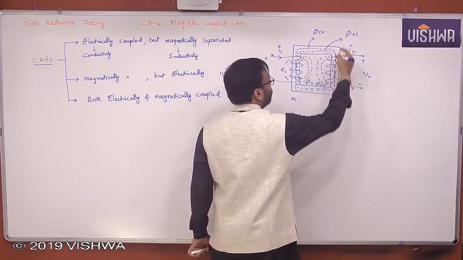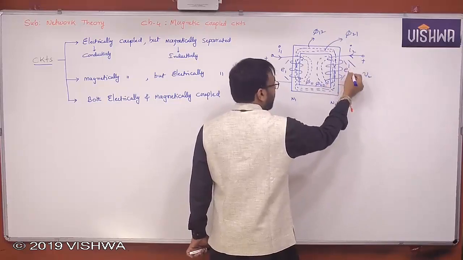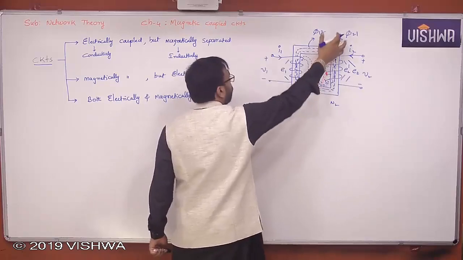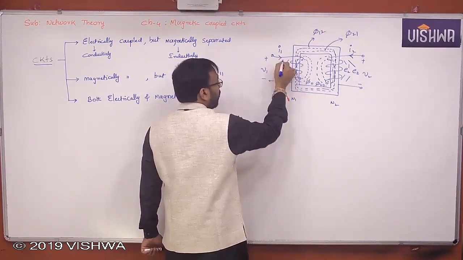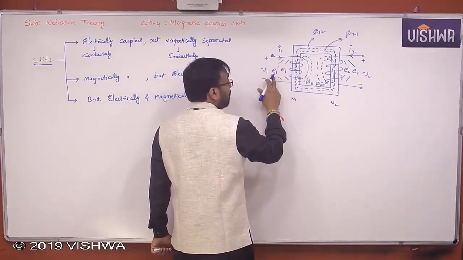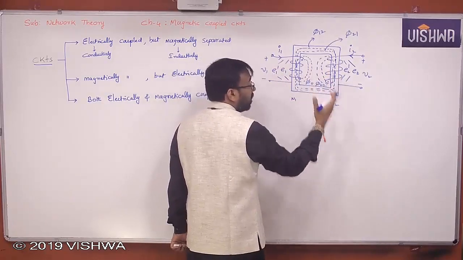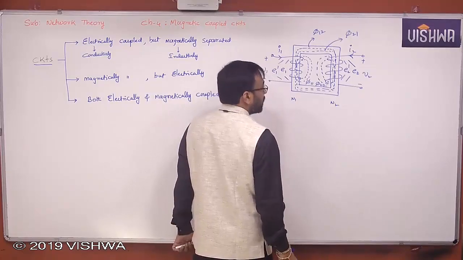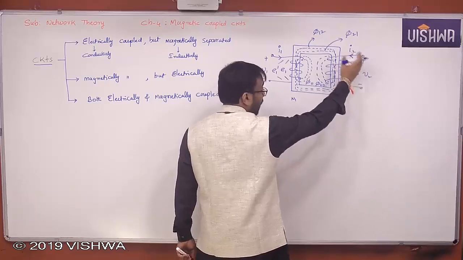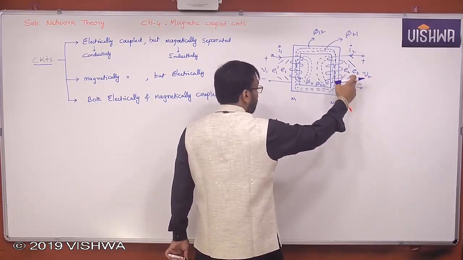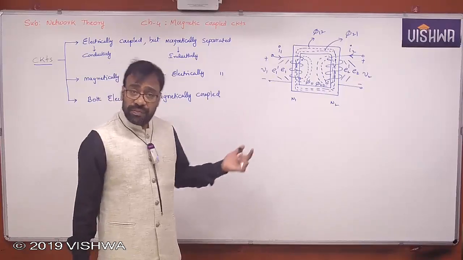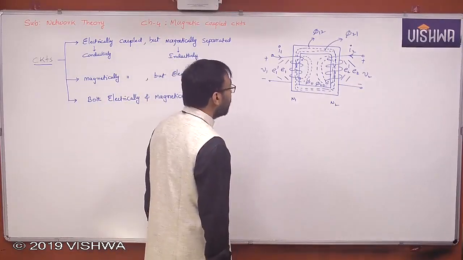Because of this particular flux, there is an EMF induced in the secondary, that is E2, and due to this phi 1, which is linking with the primary, there is an EMF called E1 dash. Now this is mutually induced EMF in the primary coil due to the current flowing through the secondary coil. I hope you understand it. V2 and I2 are related to the secondary, and E2 is nothing but the self-induced EMF in the secondary coil. So I think you understand now.